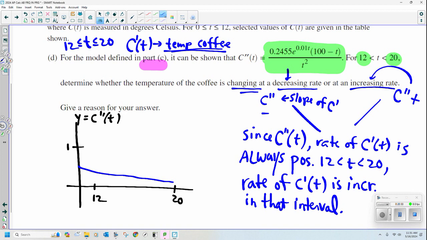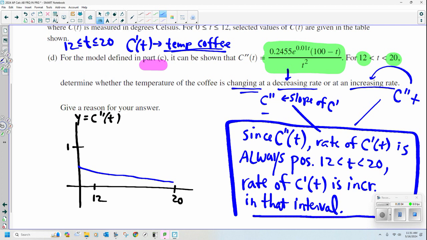We are now done with problem one. That was really not a bad problem at all to start these free response questions. I hope you guys scored well on it.